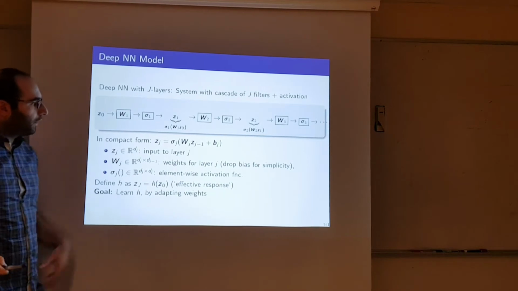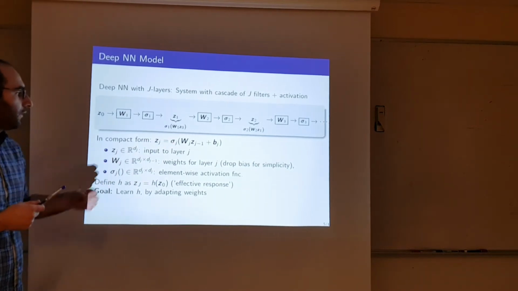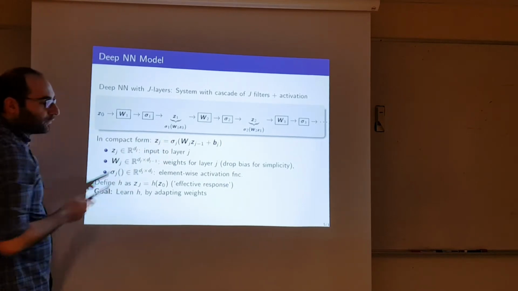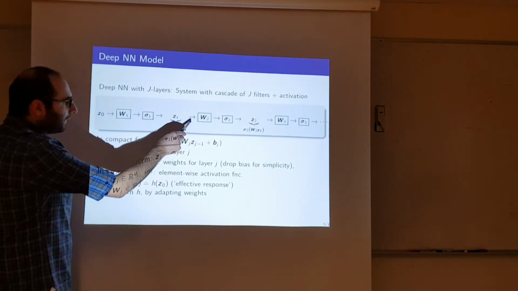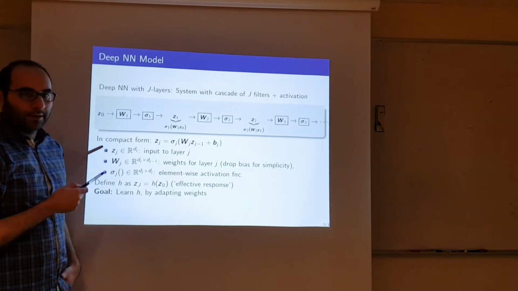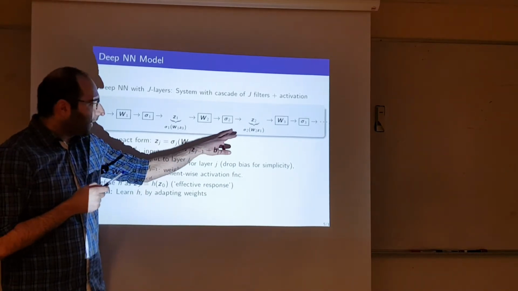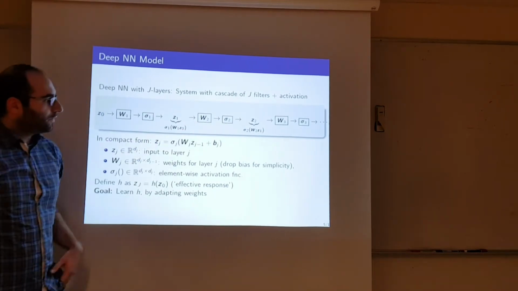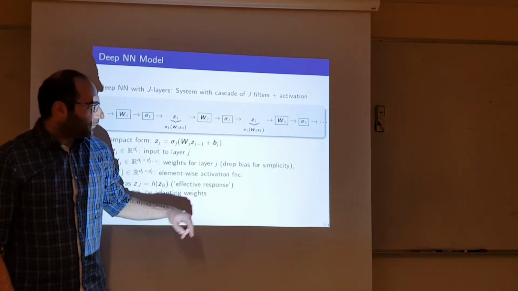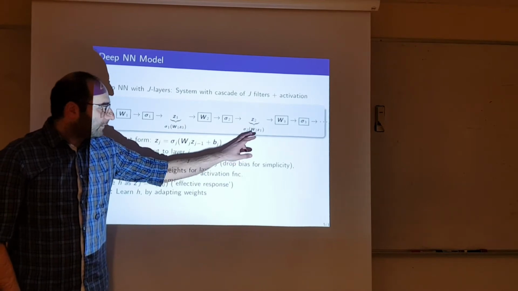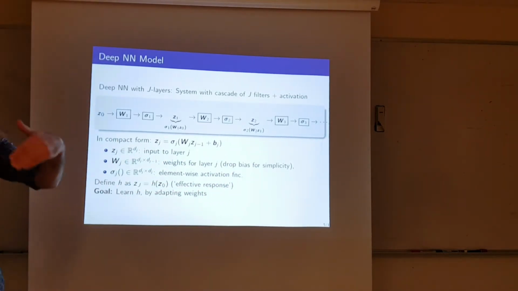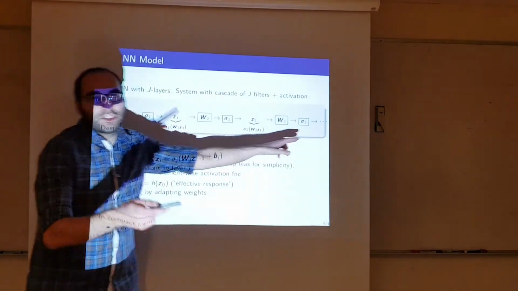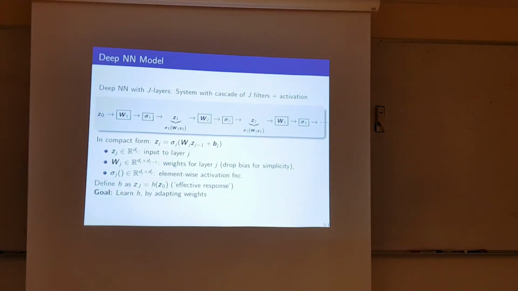sigma 1. It gives you Z1, the output of the first layer, which is sigma 1 applied to W1 Z0. You feed it into the second layer. Now you have W2, and the output of W2 goes into this nonlinear activation function to give you Z2, which is sigma 2 applied to W2 Z1. And so on and so forth until you get the output, XJ, the output of the last layer.